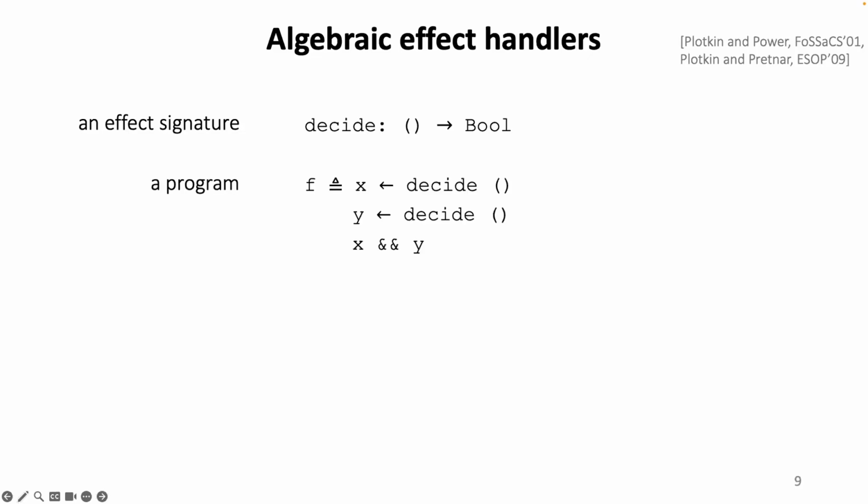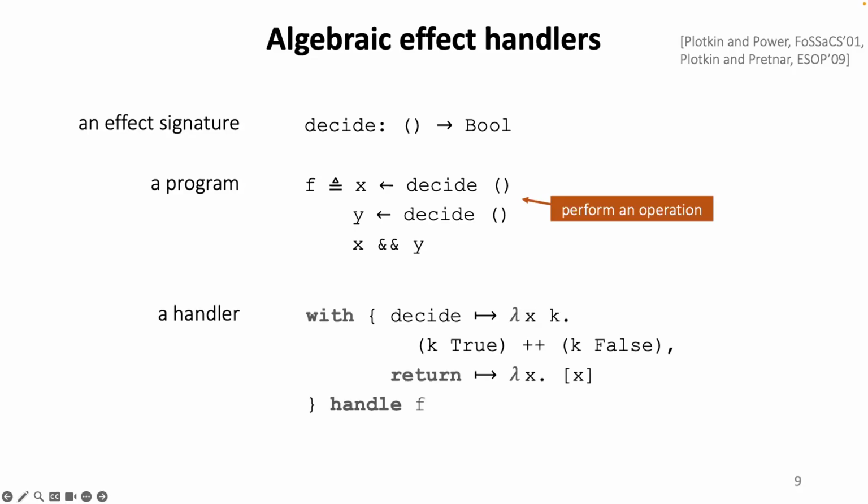For example, we can write a program F that performs operation decide, and in this case, twice. Specifically, F performs the operation decide by providing an argument to this operation, in this case, just a unit. And F performs effects twice and returns the result of the AND operator taking these two variables. And this program has no idea at all how decide is going to be actually implemented, because the semantics of effect operations are actually provided by effect handlers.